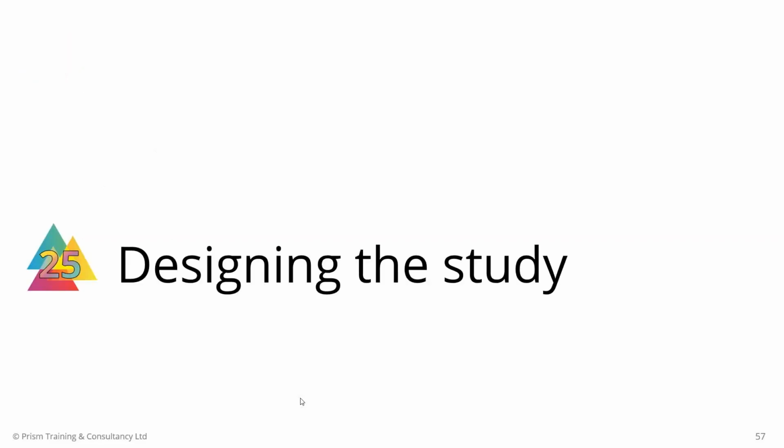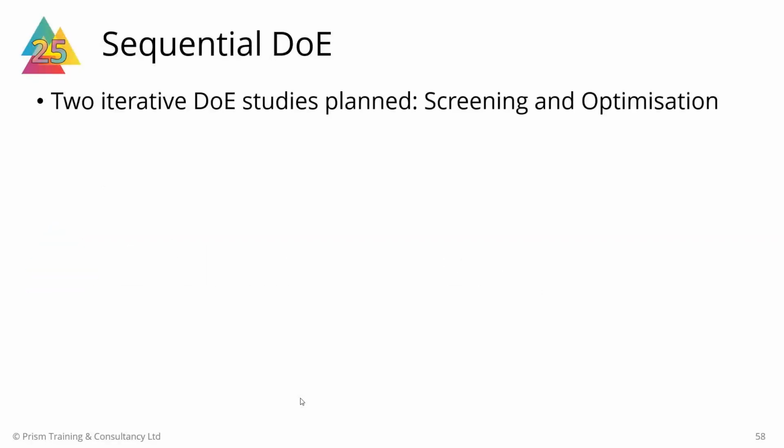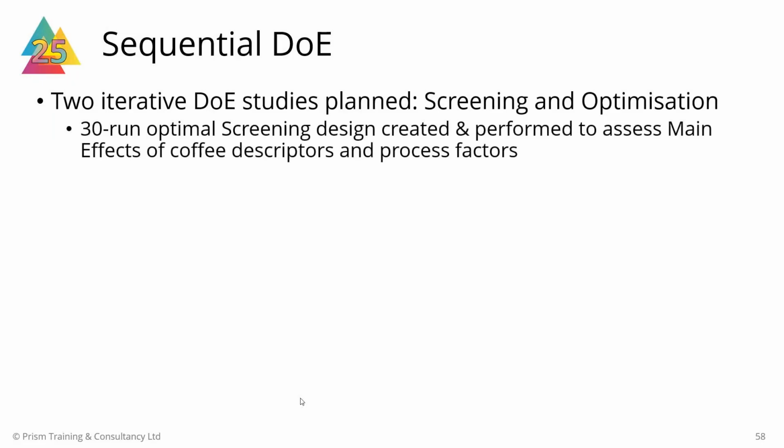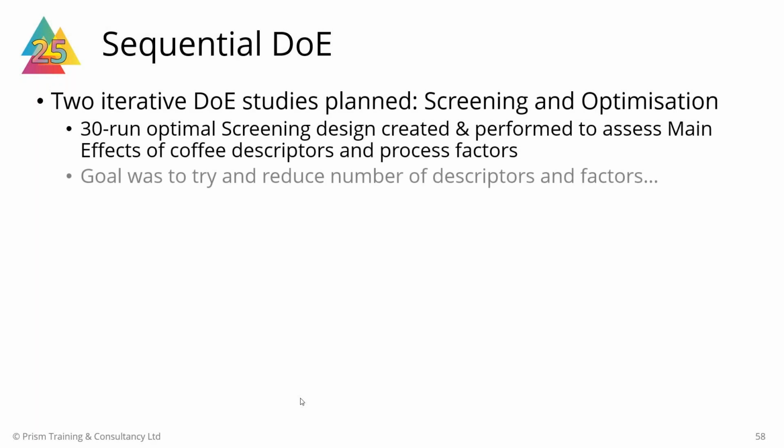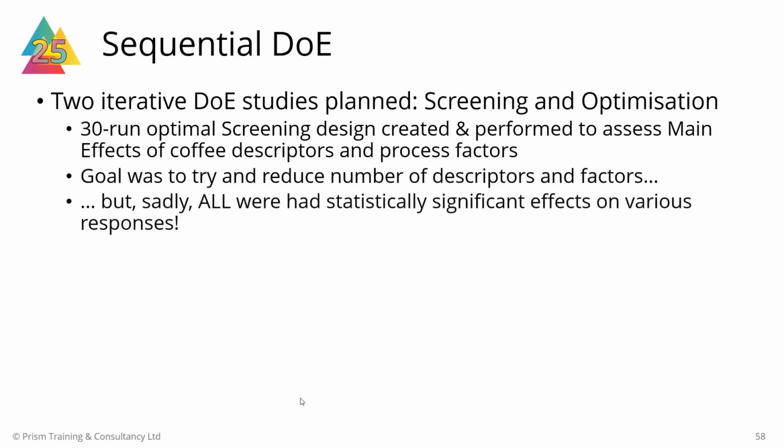So when it came to the design of the study, I actually planned to do this in 2 steps. Initially, I thought I'm going to do a screening study and then an optimization study. So initially, I set up a 30-run screening design to assess the main effects of my coffee descriptors and the process factors, hoping that I was going to be able to reduce down from 7 descriptors and 5 factors to a more manageable number, but unfortunately that didn't pan out in that way.